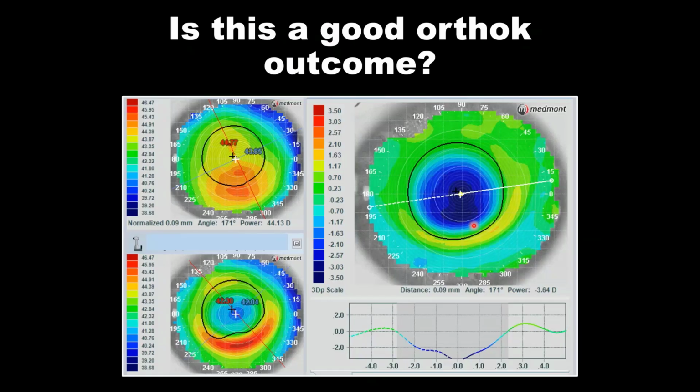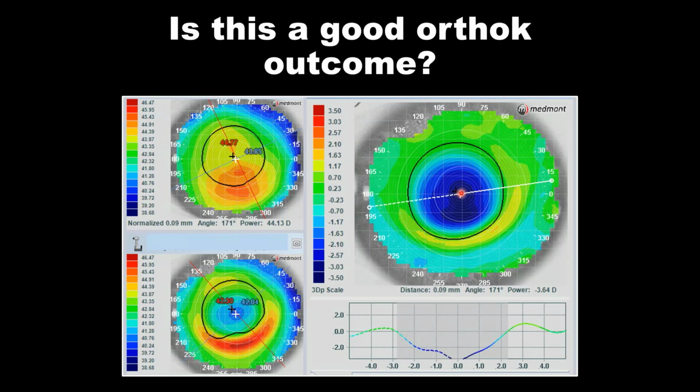Now, while we're talking about orthokeratology, is this a good orthokeratology outcome? Would you be happy with this effect? Is it the optimal bullseye that we are encouraged to create when we do orthokeratology? And of course, we can see a blue area flattening well centered to the pupil. Our treatment zone appears maybe a little bit small relative to the pupil, but we're very happy that it's well centered.